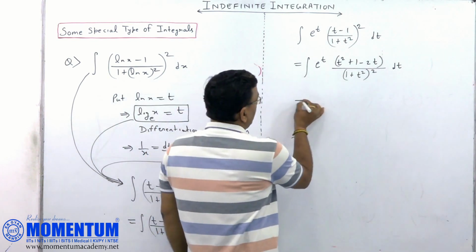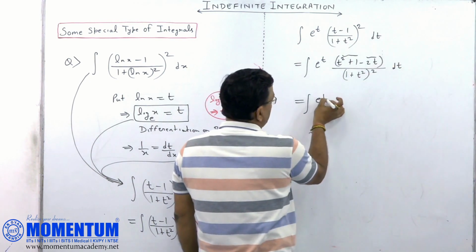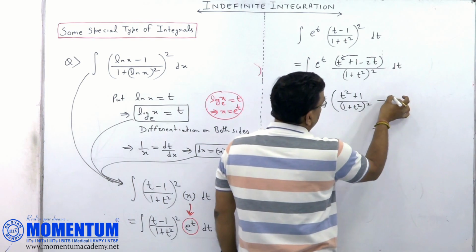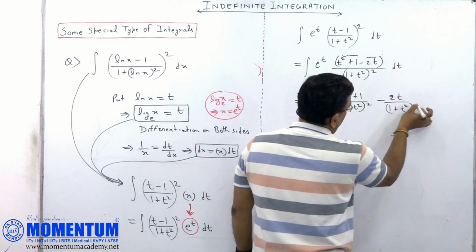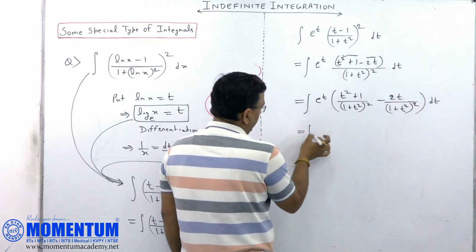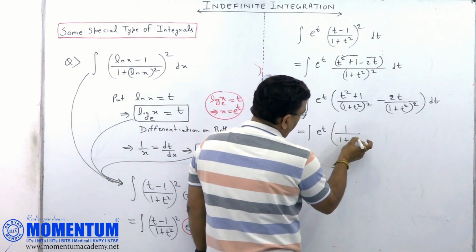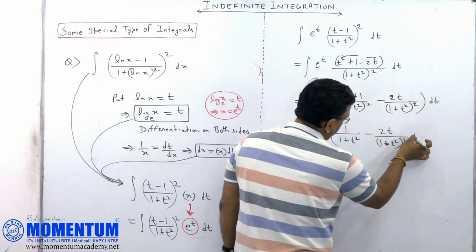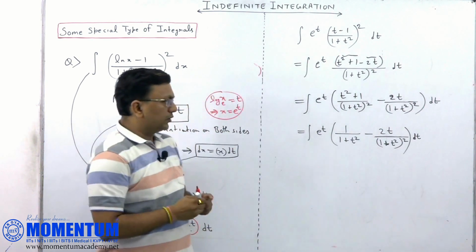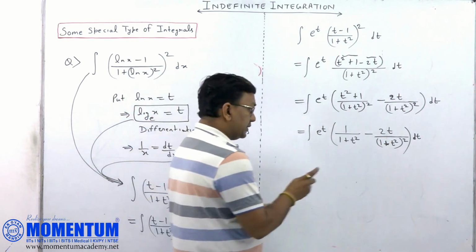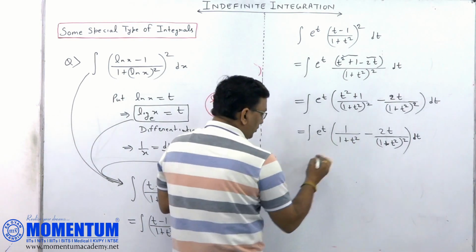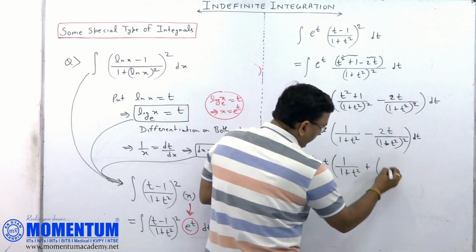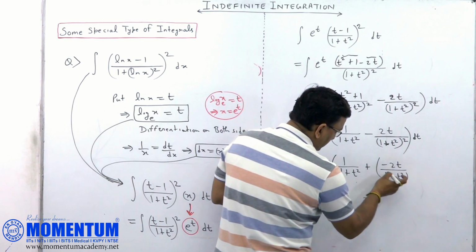Now I am separating the numerator in two parts. So it is e to the power t times t square plus 1 divided by 1 plus t square whole square minus 2t divided by 1 plus t square whole square. So integration of e to the power t times 1 upon 1 plus t square minus 2t divided by 1 plus t square whole square. Clear? Now you check, is there function plus derivative now? Yes, there is. Until now, if many of you were having trouble with the minus, here in this problem I am clarifying the minus sign and writing it as plus minus 2t upon 1 plus t square whole square.